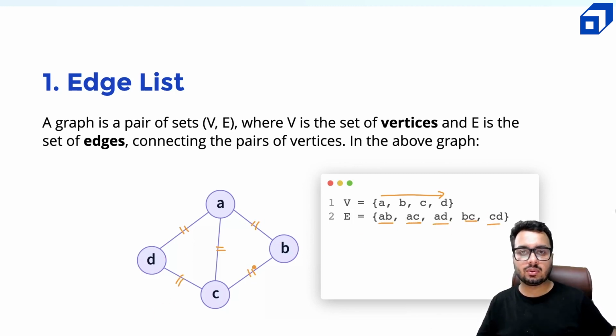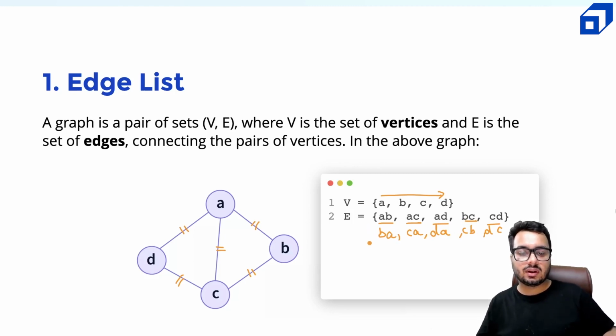Right now I'm assuming this is an undirected graph. So when AB is an edge, it also means the BA edge is also there. That means if you can go from A to B, you can also go from B to A as well, right? Similarly, if you can go from A to C, you can go from C to A as well, right? So in my code, I will be storing two copies. AD is there, DA is there, BC is there, CB is there, DC is there, right? So I'll be storing it like this.